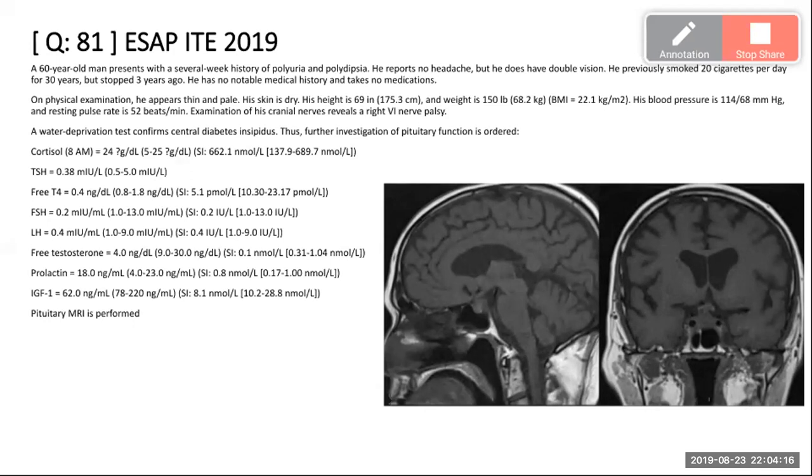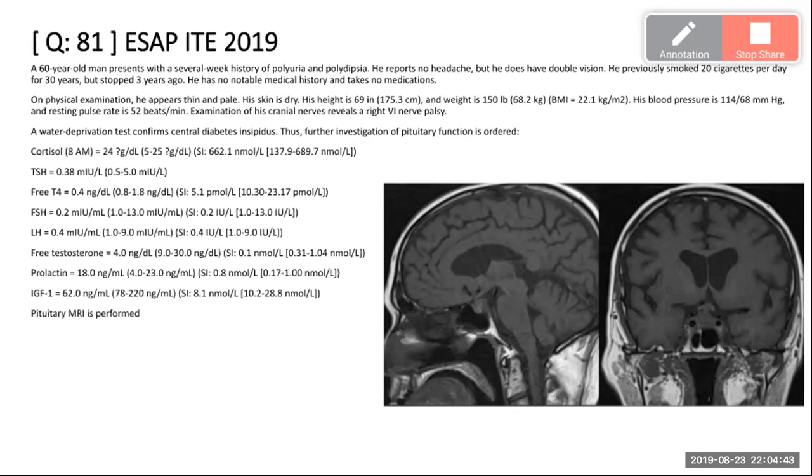On physical examination, he appears thin and pale. His skin is dry. His height is 175 centimeters. BMI is normal. His blood pressure is normal, and resting pulse is low, 52. Examination of his cranial nerves reveals right sixth nerve palsy. Water deprivation test confirms central diabetes insipidus.